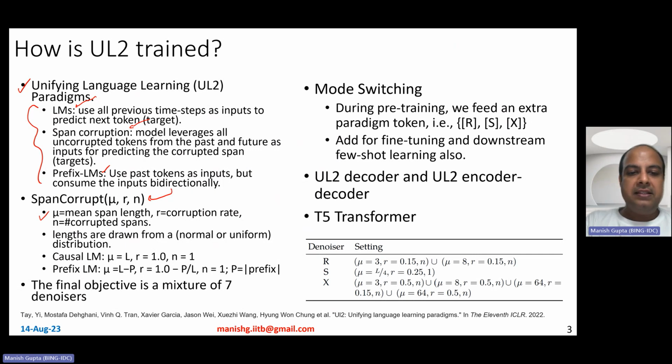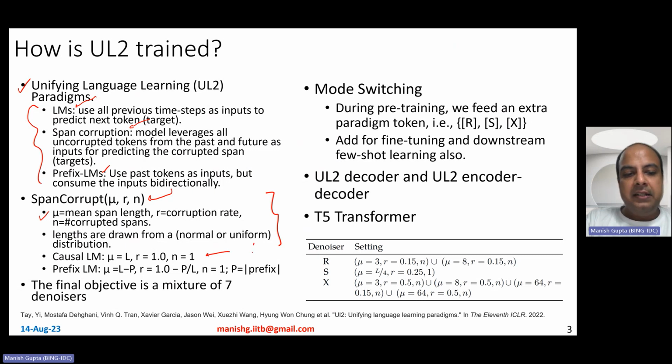Now, given this definition of span corruption, you can express your causal language model using mu equal to L, where L is the overall length of the sequence, r equal to 1 because you are corrupting everything, right? Causal, so essentially you're trying to predict everything. And n equal to 1, the number of corrupted spans. Well, there is only one span, the whole sequence is corrupted, and you have to predict the entire thing, right?